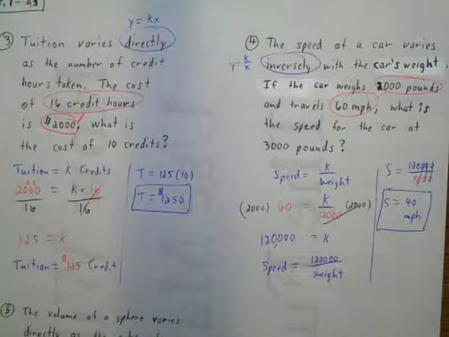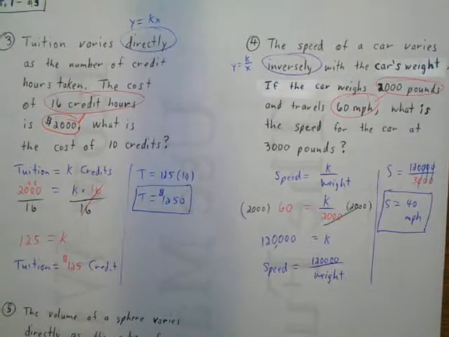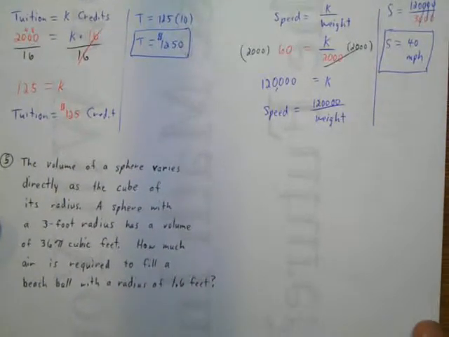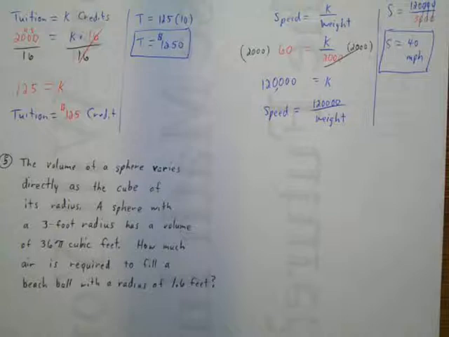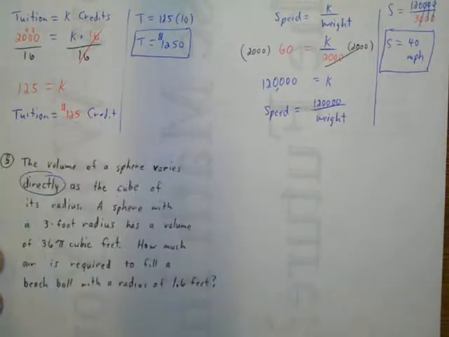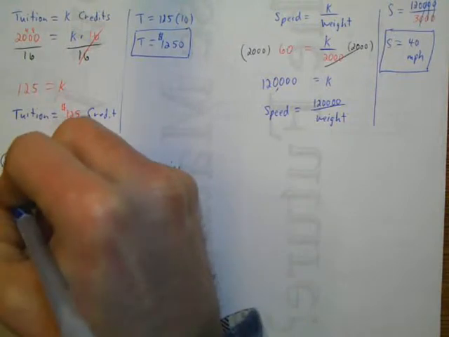Let's look at the last one down here. The volume of a sphere varies directly as the cube of its radius. A sphere with a 3-foot radius has a volume of 36 pi cubic feet. How much air is required to fill a beach ball with a radius of 1.6 feet? Here we have the word directly, or direct variation. So that's going to be y equals kx. Can you guys see that? So y equals kx.